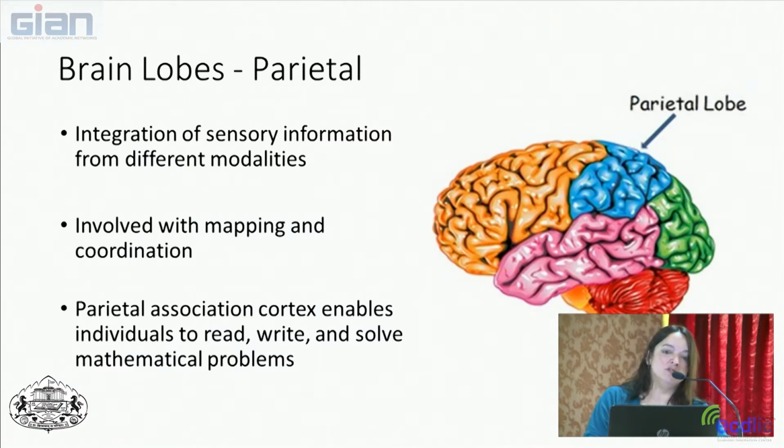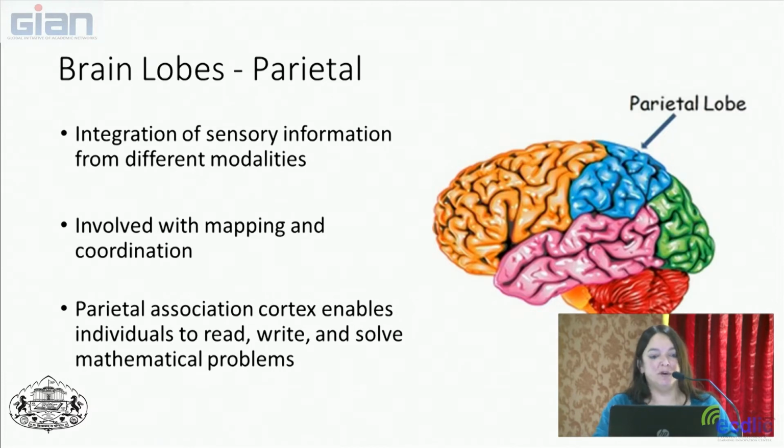Okay, we're going to move on to the parietal lobe. The parietal lobe sits right behind the frontal lobe, and it's thought to be involved with the integration of sensory information from different modalities. So we're going to talk about each of the sensory systems a bit in the next lecture. They all seem to come in, and the parietal lobe has a way of putting these together and helping us to make sense of them in an integrated way.